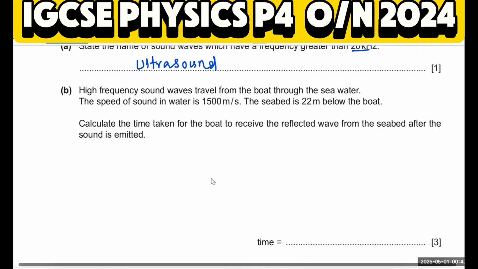So the high frequency sound wave travels from the boat through the sea water. The speed in the water is 1,500 meters per second and the seabed is 22 meters deep. So calculate the time taken to receive the reflected wave from the seabed after the sound is emitted.